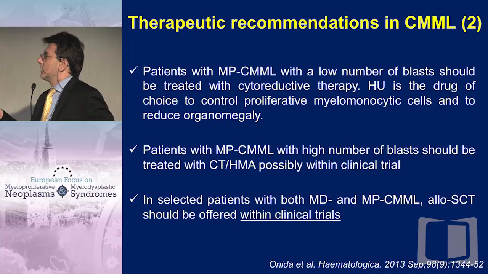When we have patients with dysplastic CMML and a high number of blasts, which is more than 10% in the bone marrow or more than 5% in the blood, then we might integrate the supportive therapy with the use of hypomethylating agents that are registered in Europe for this. I'm referring to 5-azacitidine. And then patients with proliferative subtypes and a low number of blasts should receive cytoreductive therapy, and Hydrea is right now the drug of choice to control the proliferative myelomonocytic cells and also to reduce organomegaly when present. Patients with proliferative subtypes and a high number of blasts should probably be treated with chemotherapy, sometimes intensive chemotherapy or polychemotherapy, or hypomethylating agents such as decitabine, but possibly within a clinical trial.